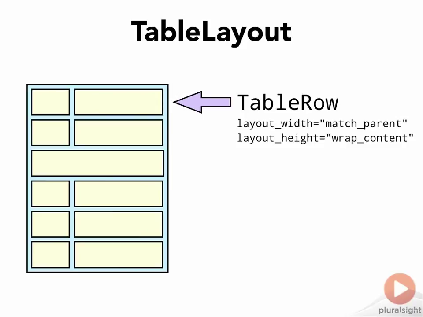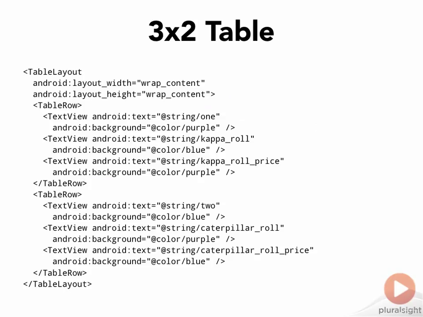Let's take a look at an example. Here, we are making a 3x2 table. As I mentioned, the table row does not need to specify the layout width and layout height, so all it has is just a table row tag. For the children of the table row, the default value for width and height are both wrap content, and again, you don't need to spell it out if you are using the default values.